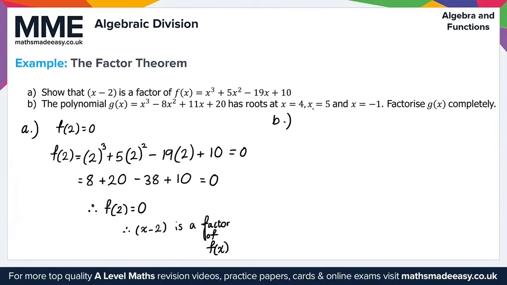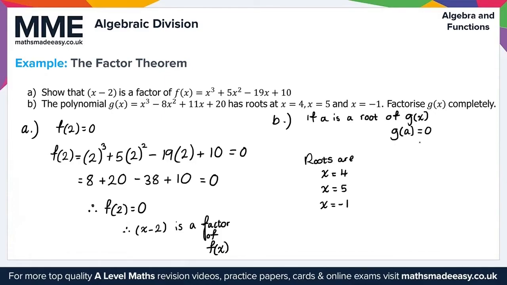So the roots are x equals 4, x equals 5, and finally x equals minus 1. Now here, if a is a root of g of x, then what that means is that g of a is equal to 0, and if g of a is equal to 0, that means x minus a is a factor.